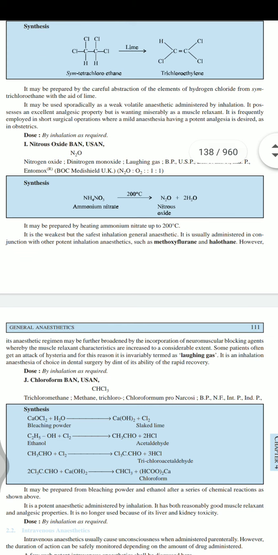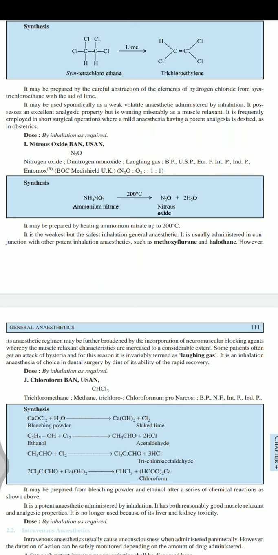The most commonly used one is chloroform. We all know that it is used for anesthesia. A series of reactions takes place to produce chloroform. We take the first starting material as bleaching powder, which can be converted to slaked lime, and then reacted with ethanol to produce acetaldehyde, then trichloroacetaldehyde, which finally gives chloroform. It is prepared from bleaching powder through a series of reactions.